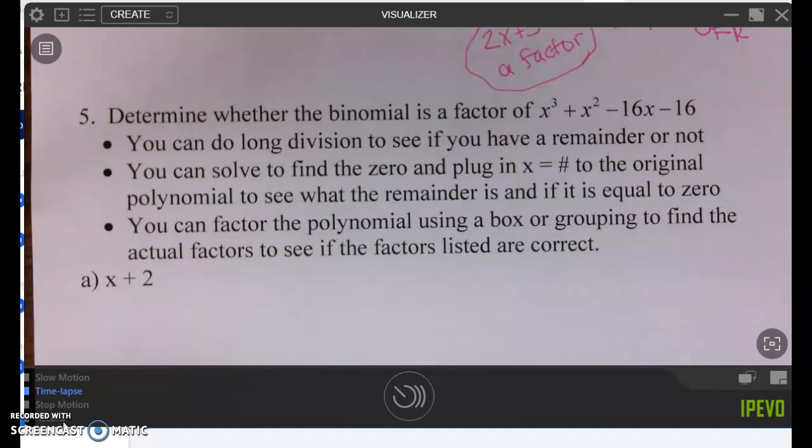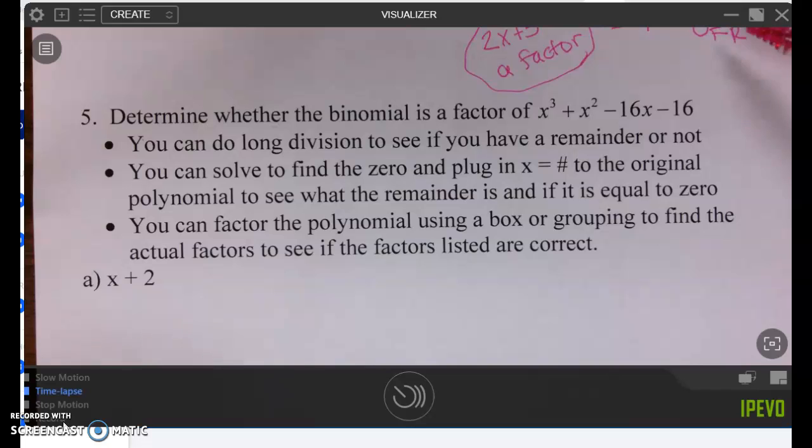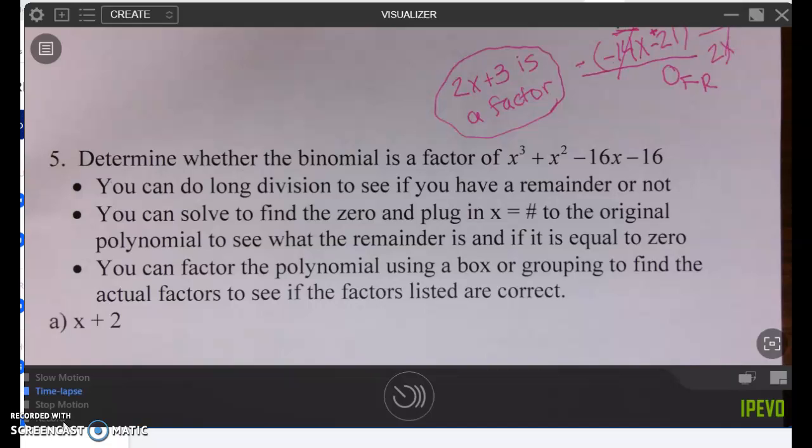So you've got 3 options. You can do long division to see if you have a remainder or not. So you go through everything we just did and see if you get a remainder of 0, so no remainder, or if there is a remainder. If there's a remainder, we would say that the factor is not an actual factor. It would not go in evenly. Okay, so the binomial would not be a factor if you have a remainder, and it is a factor if you don't have a remainder.